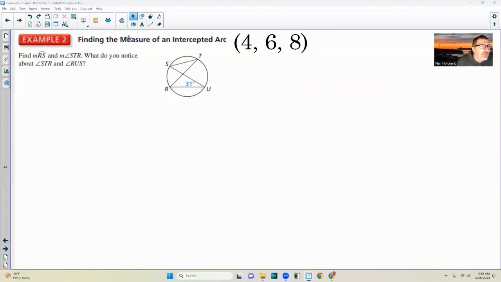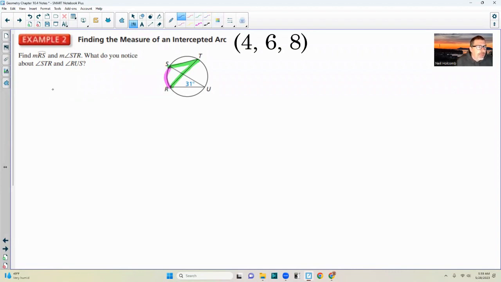Okay, here's example 2, finding the measure of an intercepted arc. Find the measure of arc RS. So let's highlight that so we know what we're looking for. We want the measure of arc RS. That's right there. And the measure of angle STR. The measure of angle STR is right here. Okay, and it says, what do you notice about them? Okay, so let's just answer the question first.